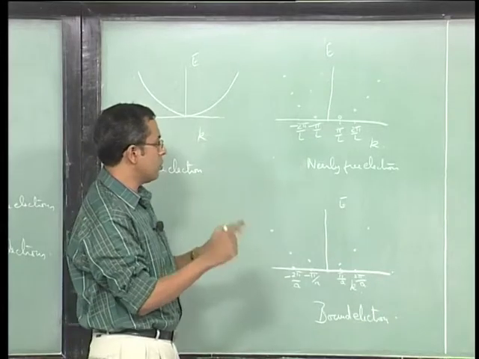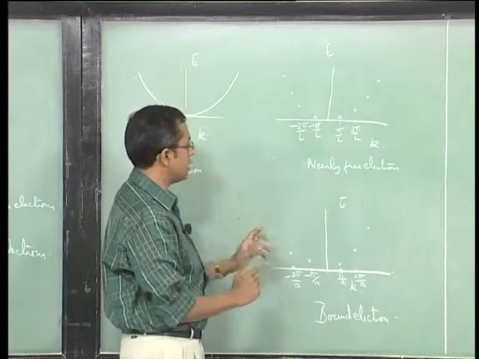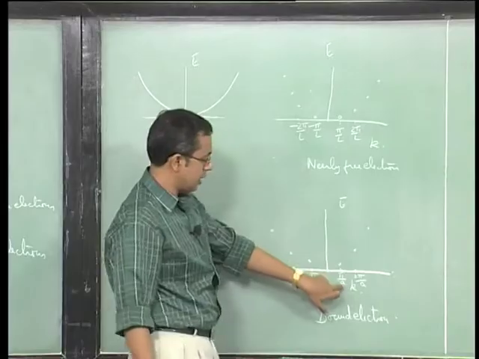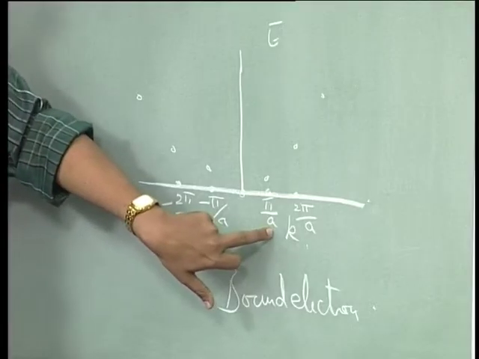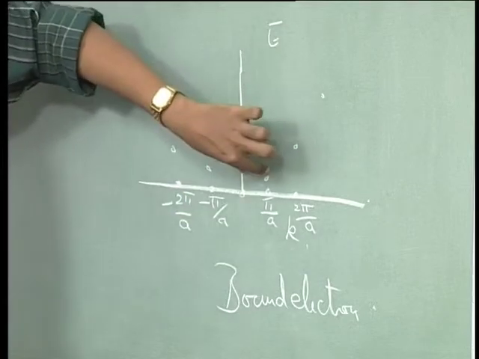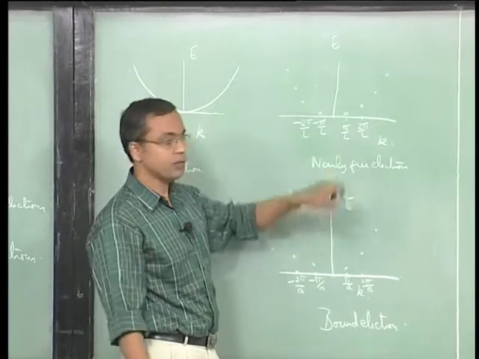Now the important thing to note is the scale of this is very different from the scale of this. Okay, so that is the important thing to note. So for example, this pi by A, because A is of the order of 10 power minus 10 meters, is in the denominator. So pi by A is actually a very large value relative to pi by L, where L is of the order of a meter.